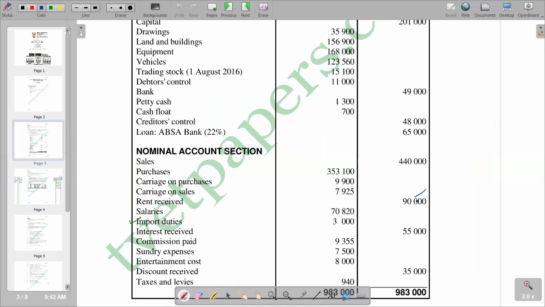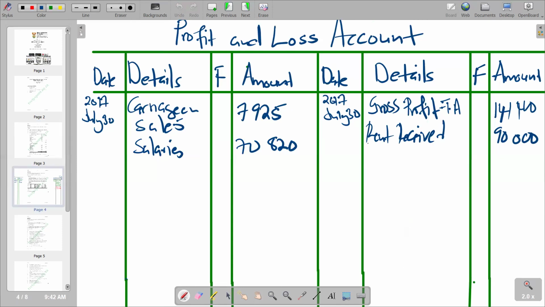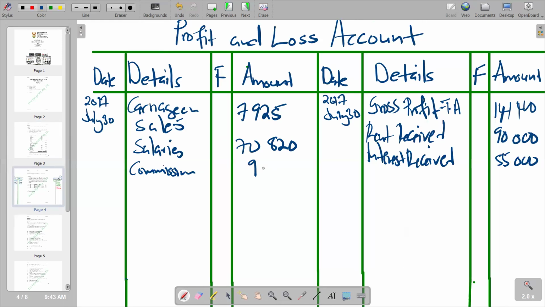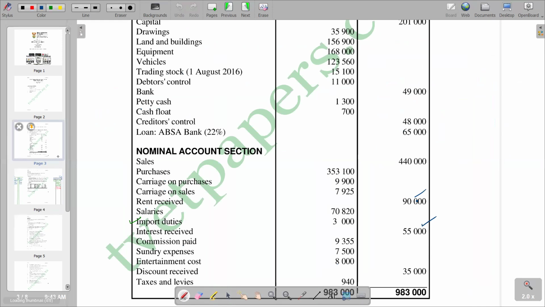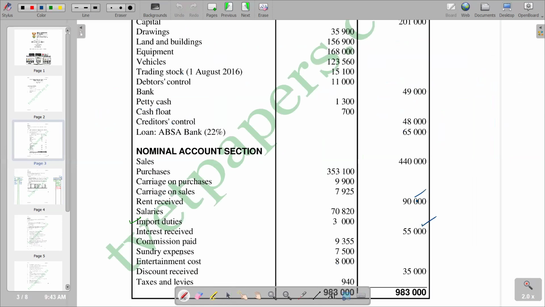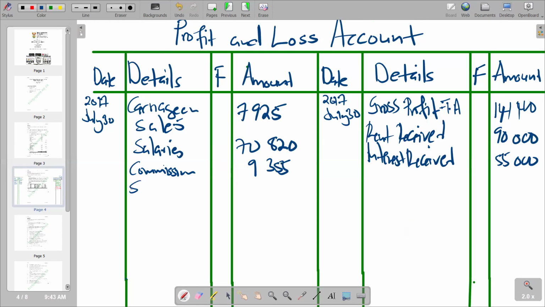So after salaries, we have got interest received, which is part of our income, 55,000. So interest received, income, 55,000. And then after that, we have got commission paid as an expense, 9,355. As our commission paid, and then after that we try to see what we have after commission. We have 500, which also goes to the debit side. We're saying salary, 100.